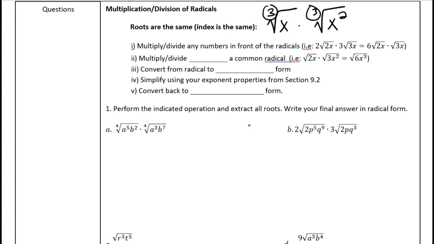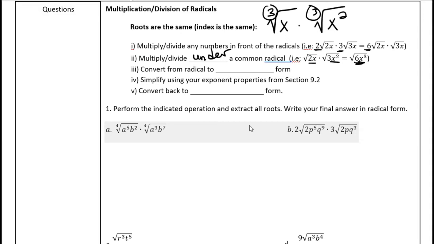Okay, so when they're the same, what you want to do is multiply any numbers in front of the radicals. Like if you had the 2 in front of the radical and the 3, you multiply it and get 6. Get rid of that stuff first. The second step is to multiply or divide under the common radical. In this example, we had 2x and 3x squared under the radicals. So 2 times 3 is 6, and x times x squared is x to the 3rd. So we multiplied under the radical.